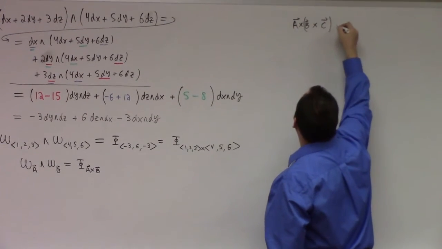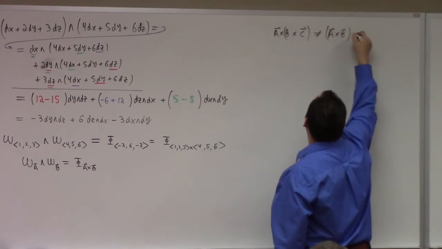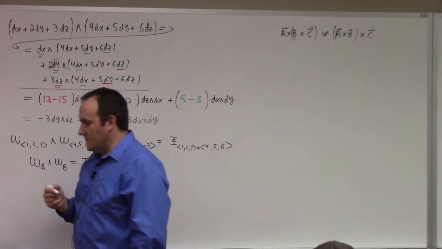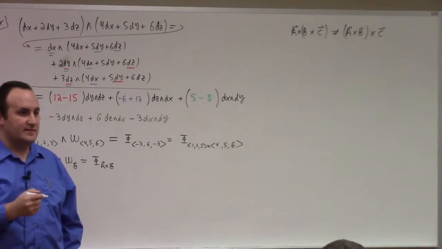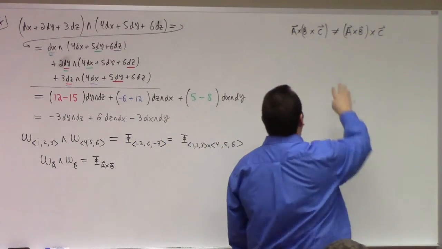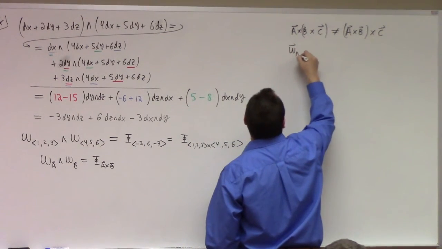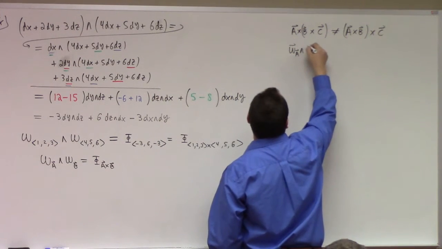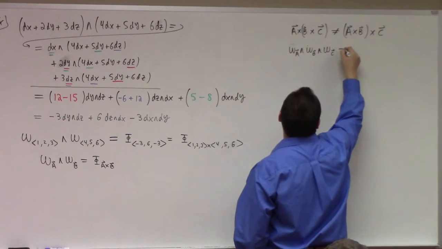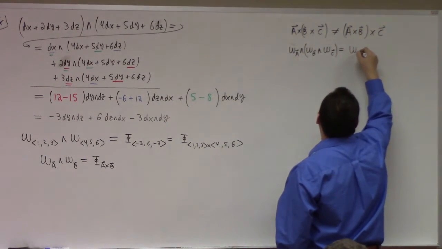I mean, you have to put parentheses. This is not generally equal to A cross B cross C. All right, so to not write parentheses there is, at a minimum, lazy, and at a maximum, ignorant. I don't know. Maybe it's a little bit of both. You need these parentheses. These parentheses are important. On the other hand, guys, it is in fact true that omega A wedge omega B, no vector here, wedge omega C is unambiguous because this is in fact true.